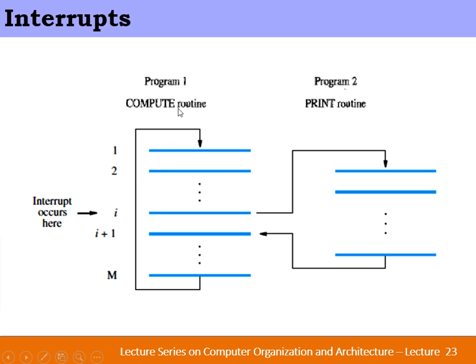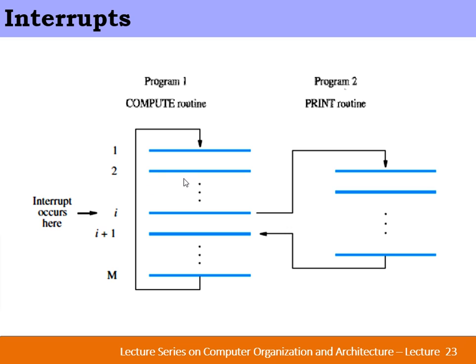Let us consider the compute routine having a set of instructions. Assume that when the compute routine is executing an ith instruction, an interrupt has occurred. The printer is going to send an interrupt signal to the processor indicating that the printer is ready. Whenever an interrupt signal is received by the processor from the printer, the currently running compute routine has to be stopped so that the processor can give service to the printer.